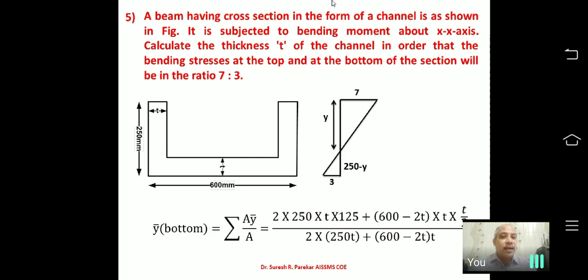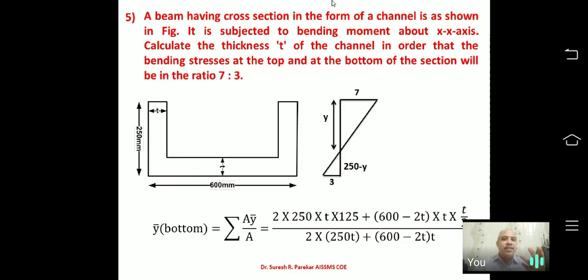So now here I have taken about the bottom. So we have summation a y bar. We have taken two rectangles, 250 into t. So 2 into 250 into t into, now from the bottom the centroid is 125, plus. Now we have taken the portion which is between the two verticals, 250 into t. So that remains 600 minus 2t into t, and the centroid of this portion from the bottom is t by 2, divided by the total area 2 into 250 into t plus 600 minus 2t into t. Now from this we have y bar, and from the bending stress also we are going to get y bar.